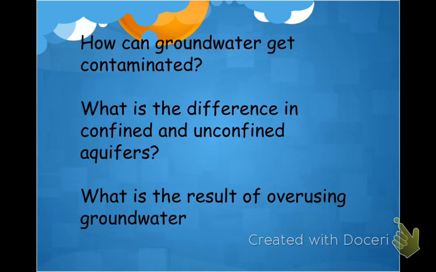Now, here's just a couple review questions. If you cannot answer these questions, then you need to go back and look over the material. But how can groundwater get contaminated? What's the difference in a confined and unconfined aquifer? And what is the result of overusing groundwater? Make sure you go back in your notes and you figure out the answers to all of these questions.